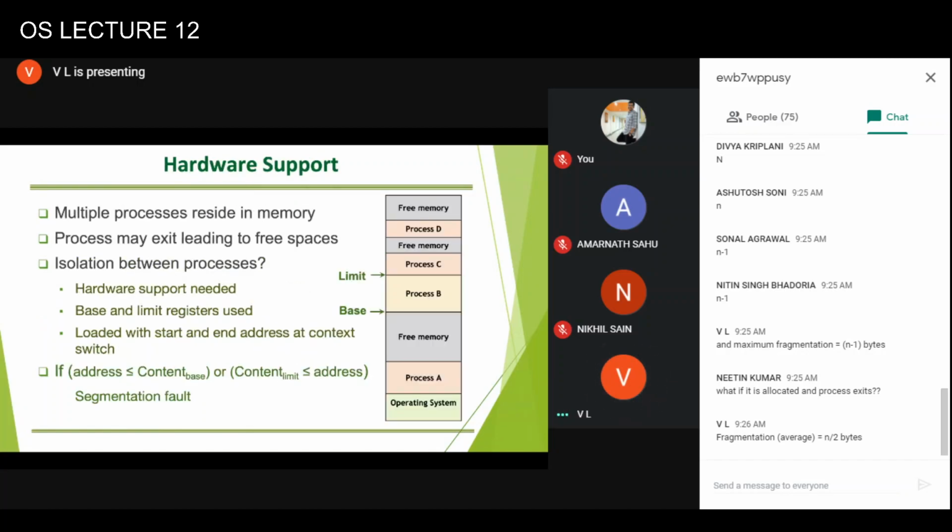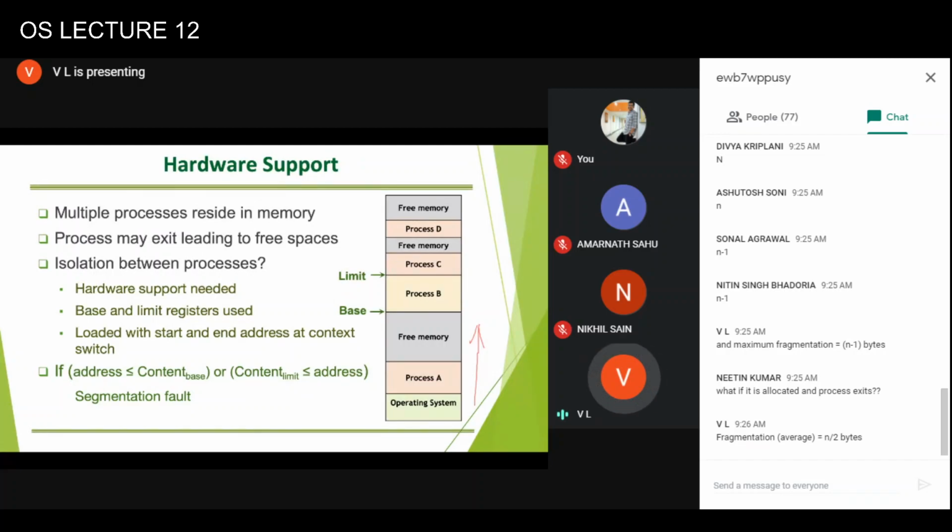Now one thing we need to remember: we talked about how the space will be shared, but how will isolation be maintained? To ensure that, hardware provides support in the form of registers. At least two registers are required: one is known as the base register and another is known as the limit register. If you remember my earlier slide, memory addresses are increasing in this direction. The smallest address is at the bottom and the largest address is at the top. The base register will tell you the smallest memory address which has been allocated to this process, and the limit will tell you the highest address which is allocated to this process.